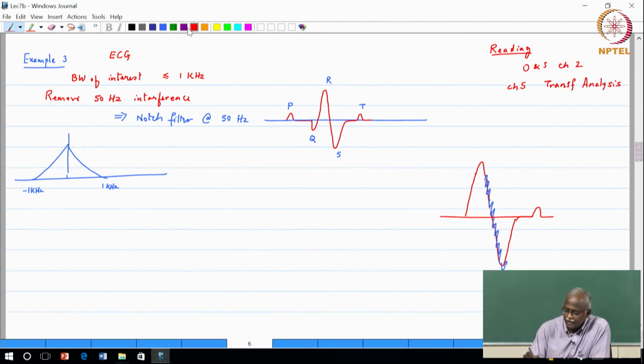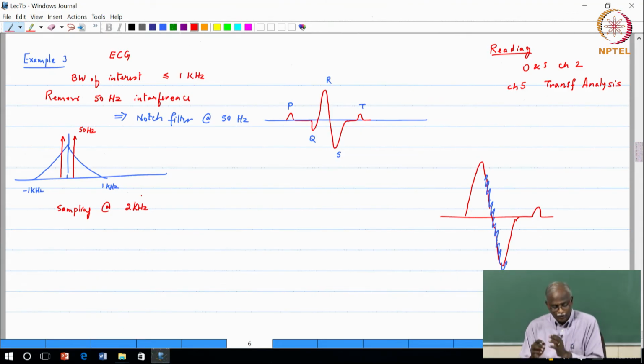And we have a 50 hertz component which is very low frequency compared to the bandwidth of the signal. So, this is the 50 hertz component, and since it is a sinusoid, it will show up as an impulse or a Dirac delta, and in case harmonics are present you will have to draw that. Let us only take the case of the 50 hertz. Okay. So, we will assume that we will sample at 2 kilohertz. We would have to design a notch filter for this.